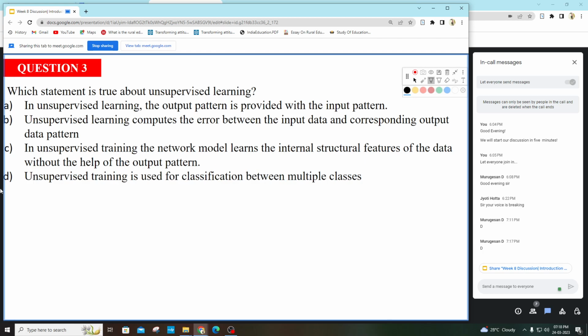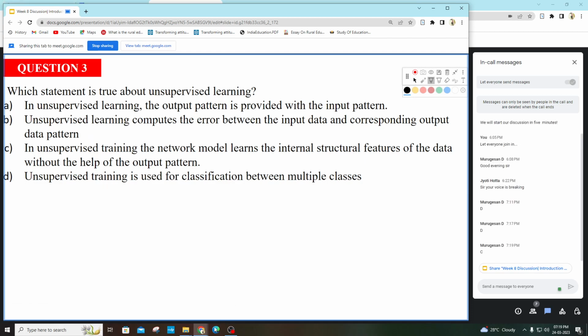So any guesses for this? Murugation is telling C. Okay. Yes, sir. Answer C. Okay, so Sakti Savani Mahapatra is also saying C.